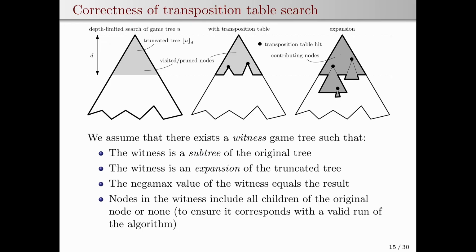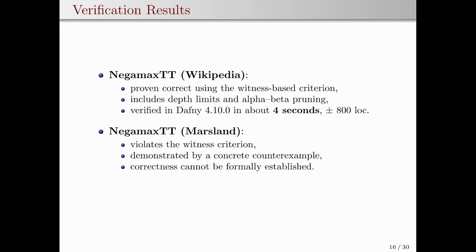This was our criterion. We applied it to the two algorithms that I showed. The Wikipedia version we managed to prove correct using this. It was about 800 lines of code and verified in 4 seconds. But the Marsland version, we did not manage to prove it, and actually we managed to show that it violates our witness criterion, so it does not satisfy it.